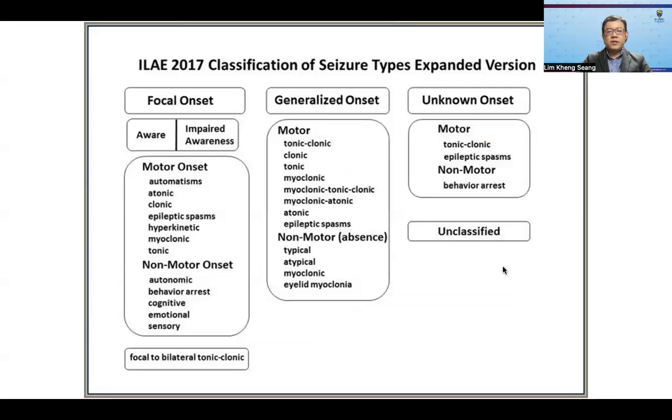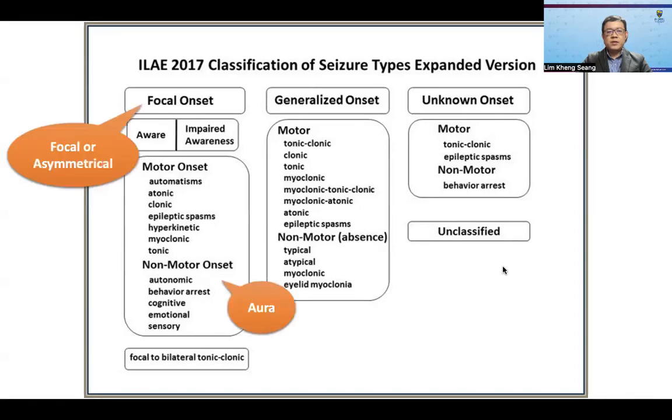In 2017, seizures were classified as follows: focal onset, generalized onset, and unknown onset. Most auras are non-motor onsets, whereas if someone has a motor phenomenon, we should ask whether it's focal or asymmetrical. Automatism and hyperkinetic seizures are usually focal onset.